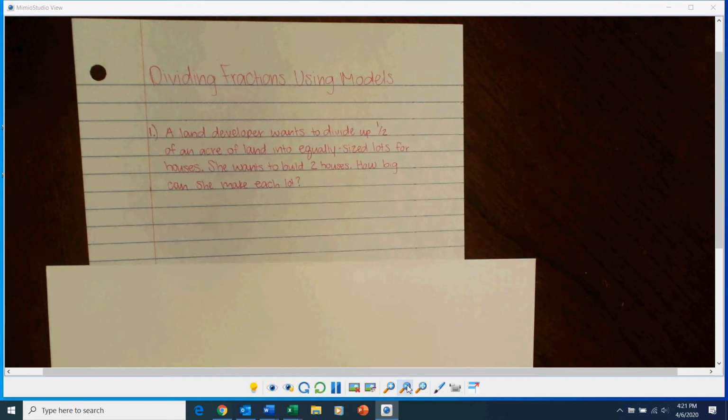So I'm going to walk you through number 1 through 4, all the questions on the front of the page, and then I'm going to let you finish the back of the page. You will need to upload both sides to ClassDojo. So let's go ahead and get started.